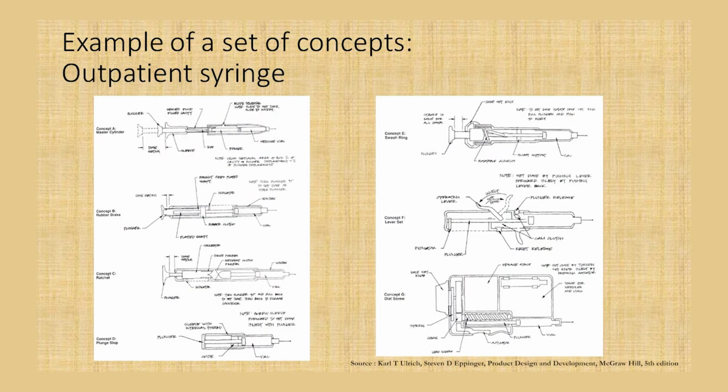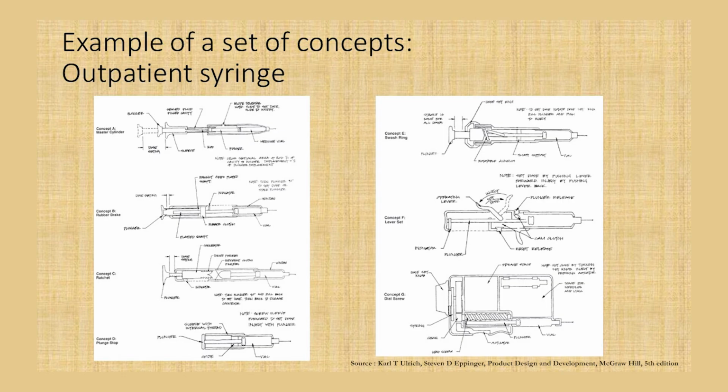So, here are examples of a set of concepts for an outpatient syringe. So, you move into a slightly different problem definition. This is a syringe just like doctors use. So, here are a set of concepts. Concept A consists of a master cylinder, concept B consists of a rubber brake, concept C consists of a ratchet, concept D consists of a plunge stop. So, different concepts are available. Concept E has a swash ring, concept F has a lever set, and concept G has a dial screw.